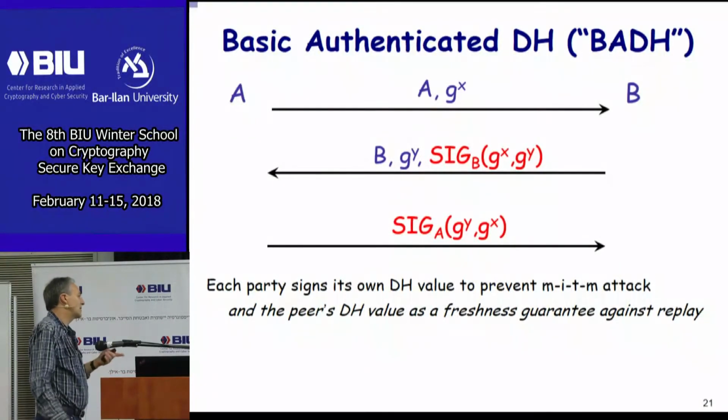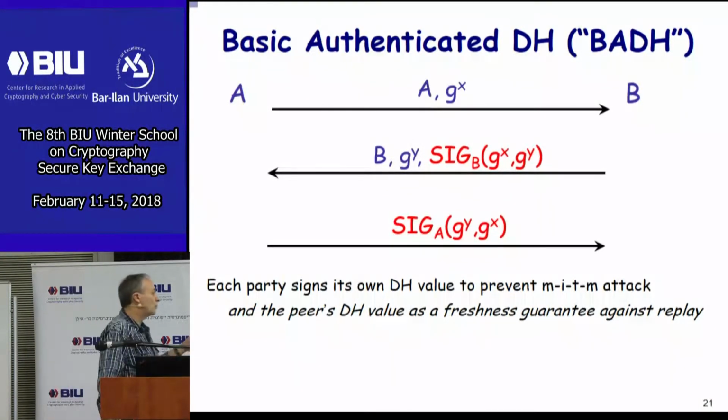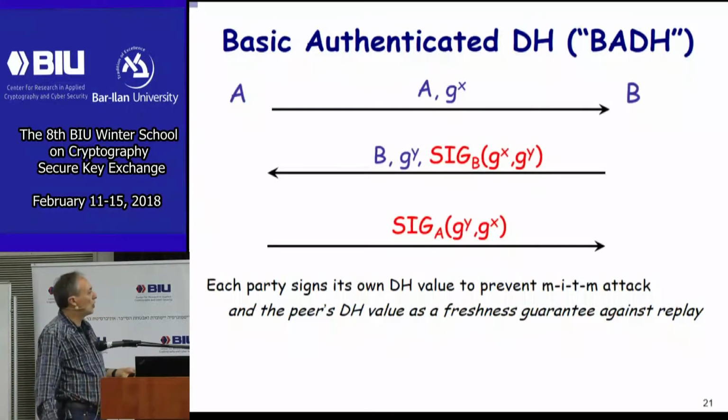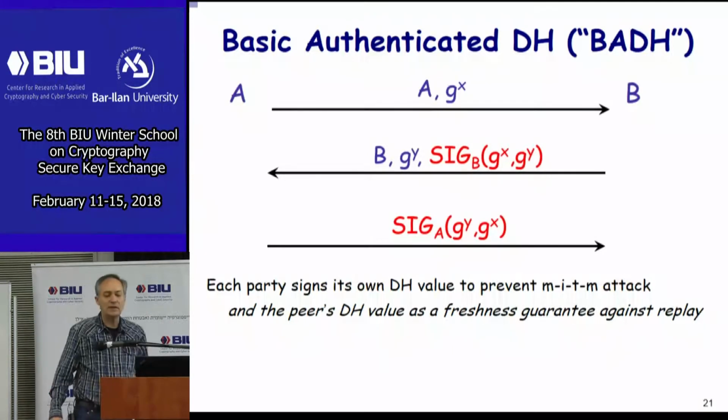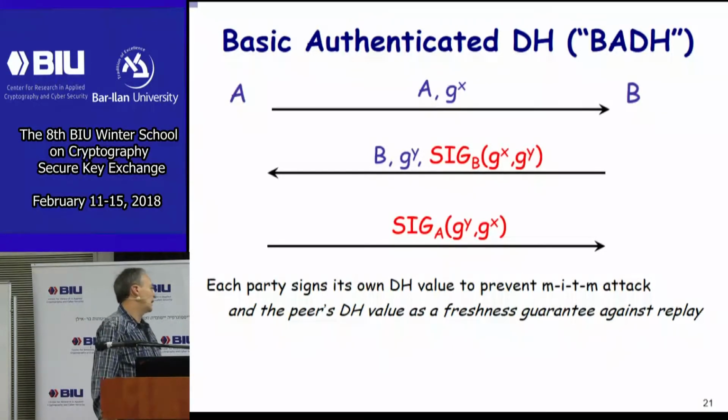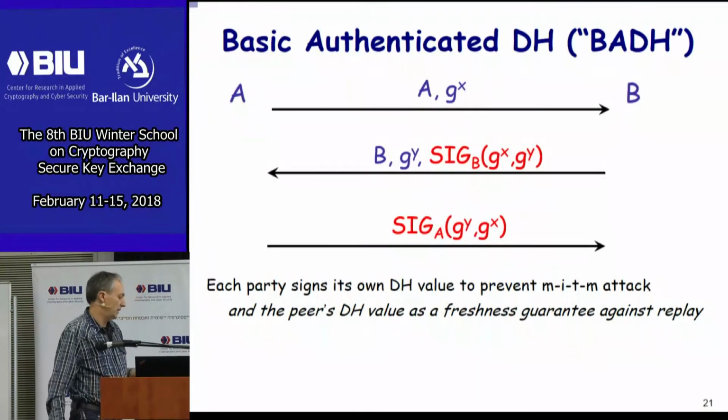So each party signs its own Diffie-Hellman value to prevent the man-in-the-middle attack. Yes, so the basic attack against unauthenticated Diffie-Hellman is prevented by signing your own exponent. But now you also sign the other person's Diffie-Hellman value for freshness, or against replay.